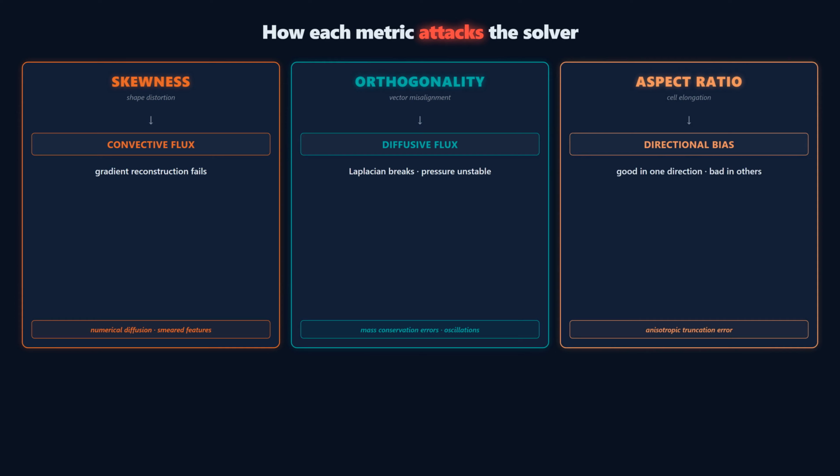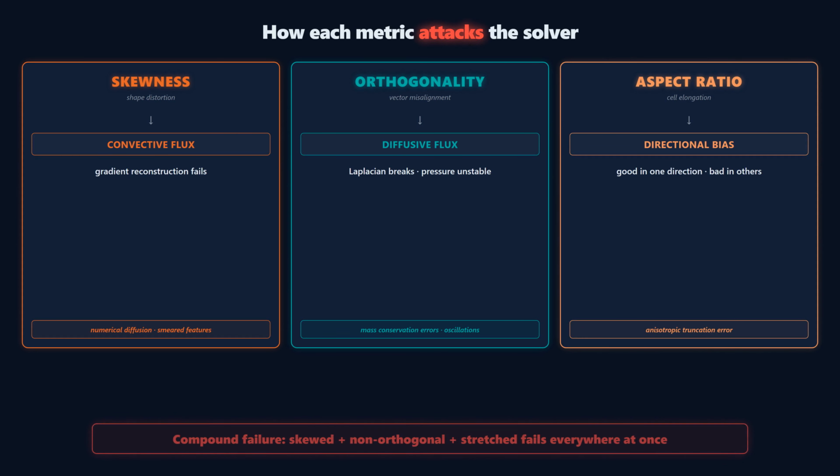Non-orthogonality primarily corrupts diffusive fluxes. The Laplacian approximation breaks down when the cell-to-cell vector misaligns with the face normal. In segregated solvers like SIMPLE or PISO, this directly destabilizes the pressure equation, causing mass conservation errors and pressure oscillations.